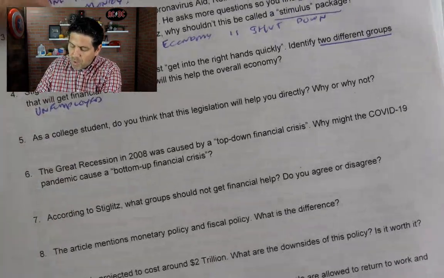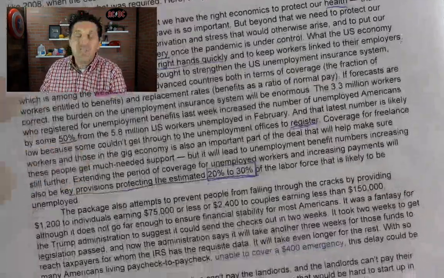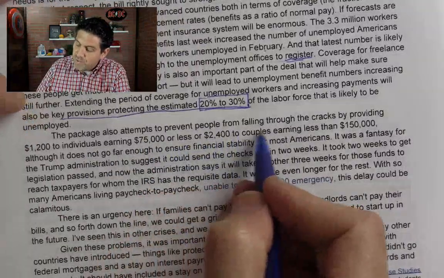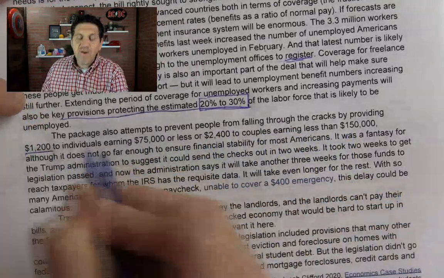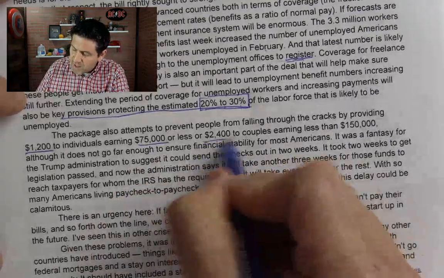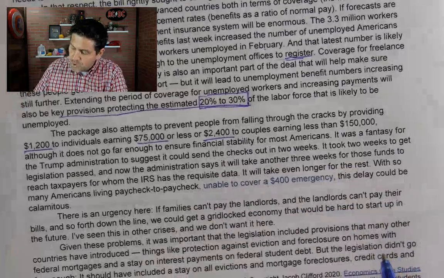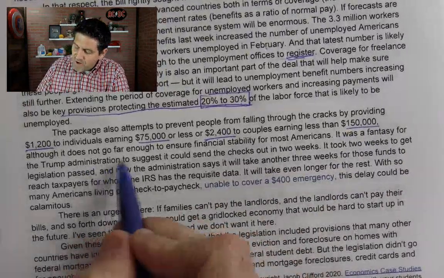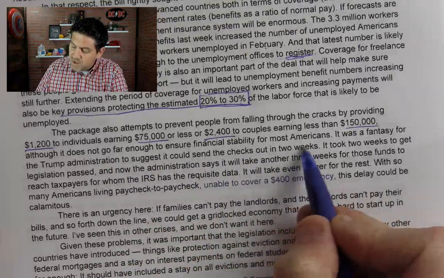Let's keep reading. This is the interesting thing about the stimulus package. The package also attempts to prevent people from falling through the cracks by providing $1,200 to individuals earning $75,000 or less, and $2,400 to couples who are earning more or less than $150,000 a year, although it does not go far enough to ensure financial stability for most Americans.